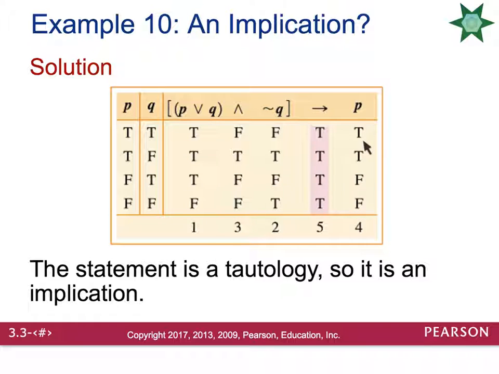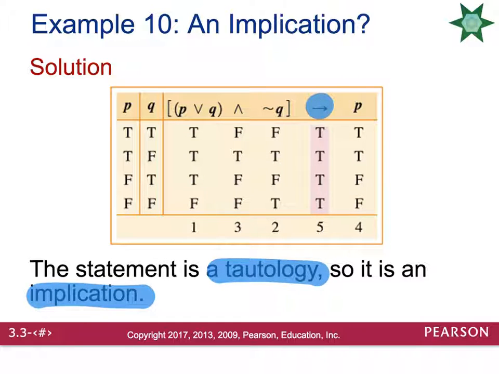Now we're going to carry P over and do an if-then with this and this. So remember, the only thing that gives us a false is TF. FT gives us a true. TT gives us a true. FF gives us a true. And then finally FF gives us true. So we can see that that's always true. So we can say this statement is a tautology, and because it's an if-then, we call that an implication. In other words, the if part implies the then part. We'll look at some more examples in class in more detail, but hopefully you get a general idea of what we mean by implication and tautology and self-contradiction.